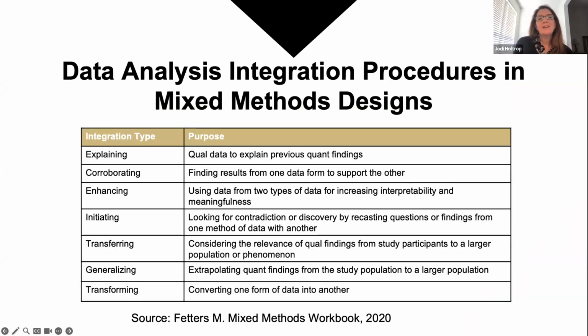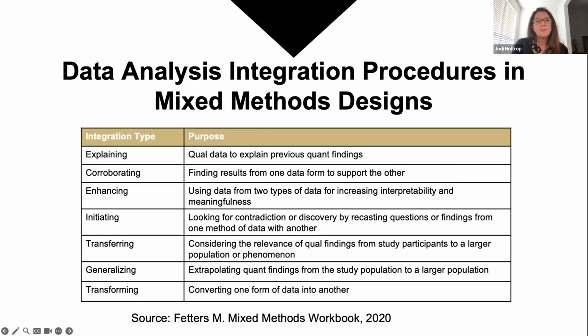There are also data analysis integration measures, and these are more popular. This is usually how people talk about integration. There's explaining, corroborating, enhancing, initiating, transferring, generalizing, and transforming. The really common ones are explaining, where you're using one to explain another: results of one help to explain the results of another. Corroborating is where results inform and support each other. Enhancing is where one increases the understanding of another. Maybe you know this much from one method, but you know this much more when you have both of them.